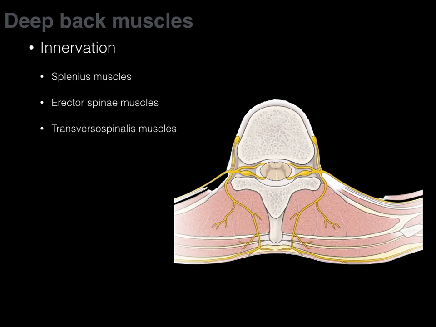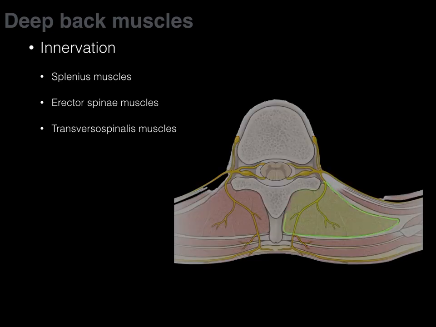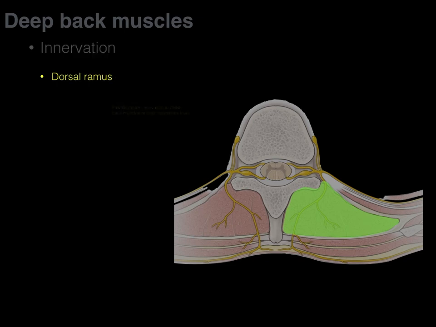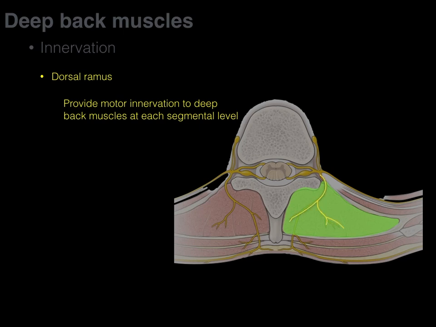Now, what about the innervation of these deep back muscles, the splenius, erector spinae, and transversospinalis muscles? They are segmentally innervated by dorsal rami. What does that mean? Well, here we have an outline of where those deep back muscles are. The dorsal ramus arises and provides motor innervation to all the deep back muscles at each segmental level. Bilaterally, and I just show one segmental level and one side, the dorsal rami innervates the part of these longitudinally oriented muscles at that level.